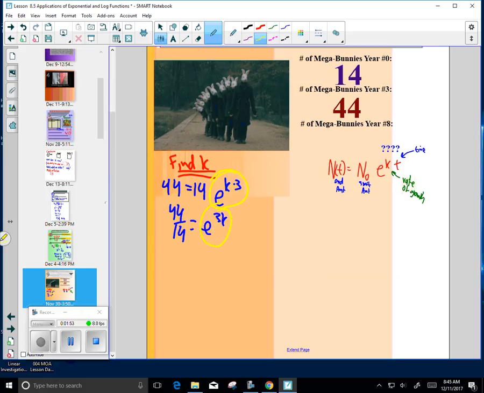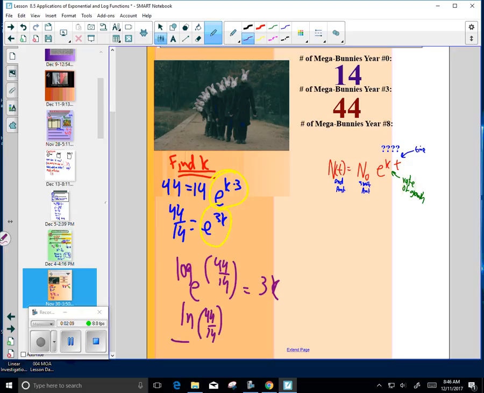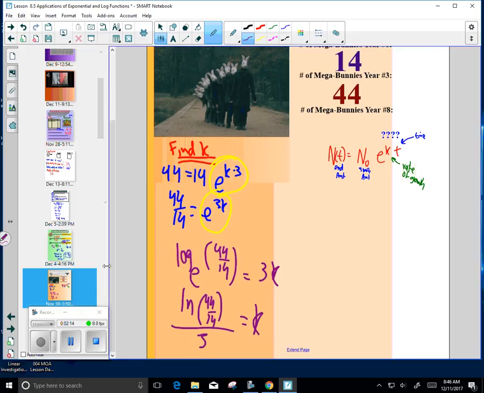And then you just do the secret to logs. Log base e of 44 over 14 is equal to 3k. Could somebody take the natural log of 44 over 14 for me, and then divide by 3? Would you give me a decimal, please? By the way, is that going to be positive or negative? Are the number of bunnies increasing or decreasing? Increasing, so therefore this k should be positive. So whatever this is, somebody give me four decimals.